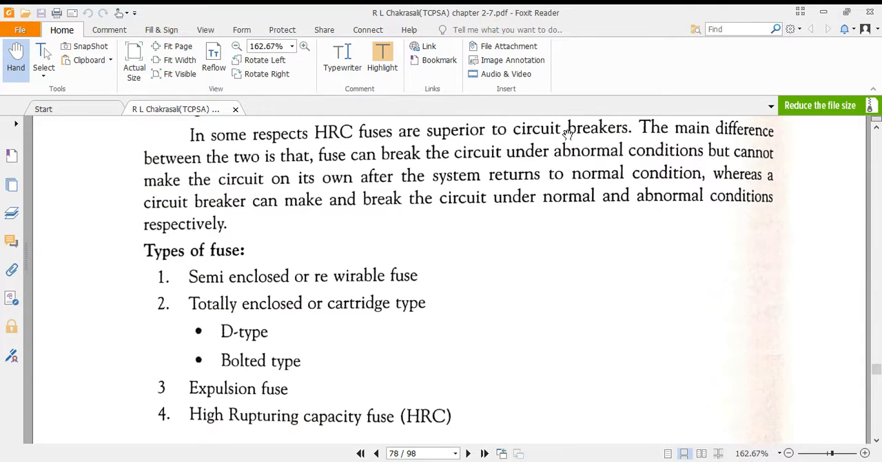Whereas in case of circuit breakers, what happens? It breaks the circuit under abnormal conditions, and after the abnormality is removed, it remakes the circuit automatically. So this is the difference. After the system returns to normal conditions, a circuit breaker can make or break the circuit under normal and abnormal conditions respectively. These are the differences between HRC fuse and circuit breaker.